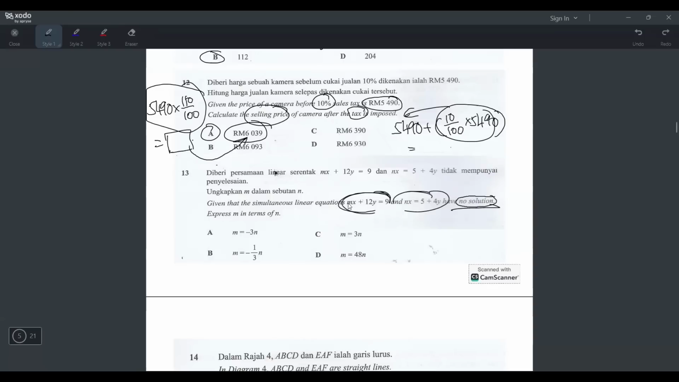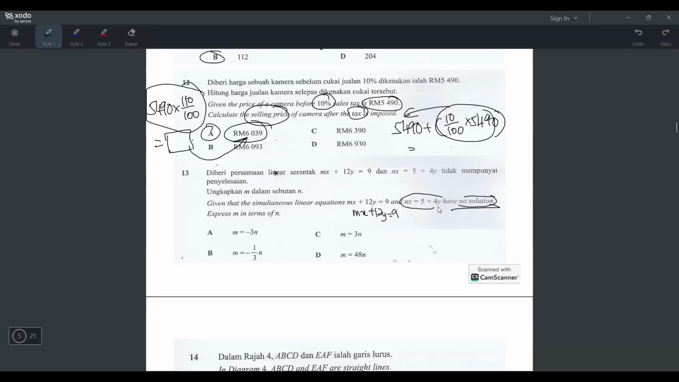So what we can do now is first arrange your equation, because I will do the elimination method. For simultaneous equations you can do substitution or elimination, right? So what I'll do is elimination, because I saw this one is 4y, this one is 12y, right? But first I have to arrange first. So it becomes mx plus 12y equals 9.